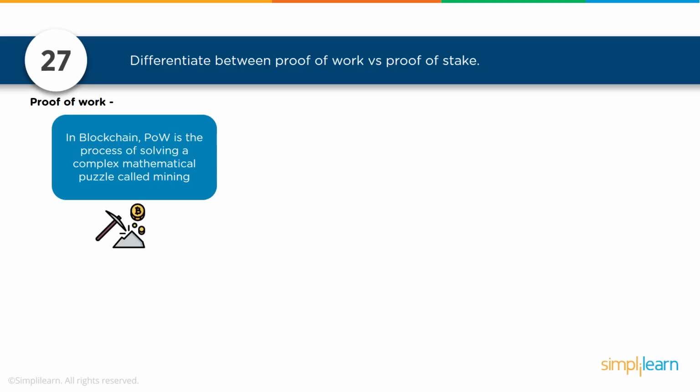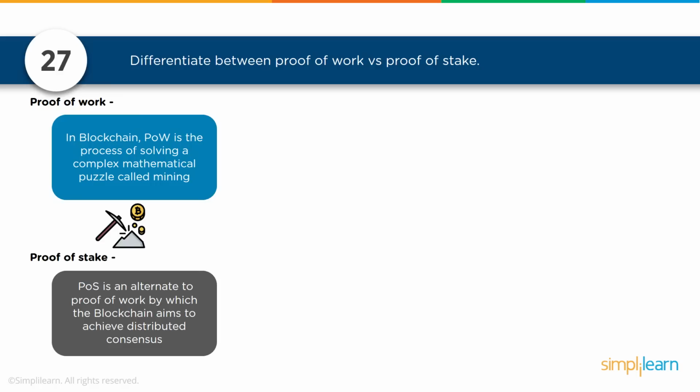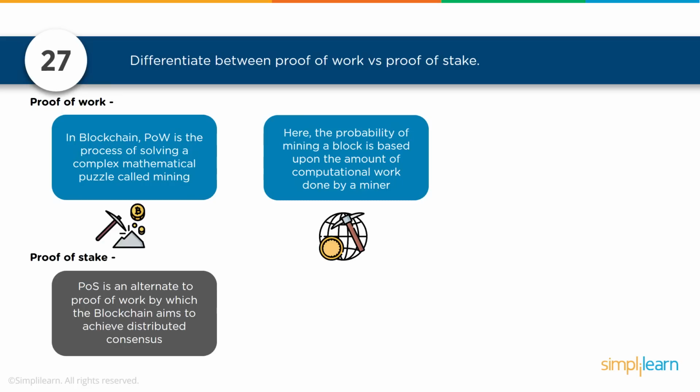In blockchain, proof of work is the process of solving a complex mathematical puzzle called mining. Whereas proof of stake is an alternative to proof of work by which the blockchain aims to achieve distributed consensus. In proof of work, the probability of mining a block is based upon the amount of computational work done by a miner. Basically, it consumes a huge amount of resources, electricity and computational resources of the miner.